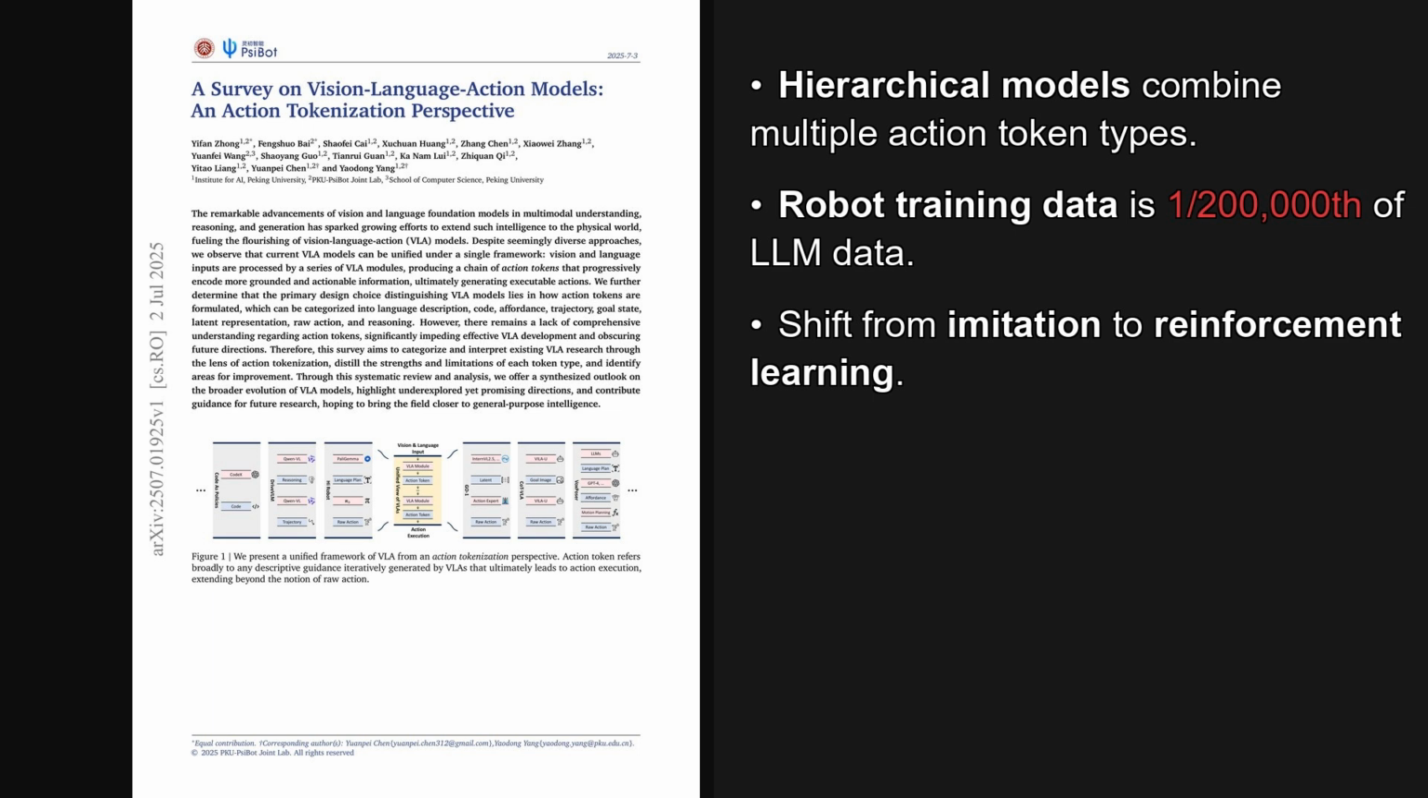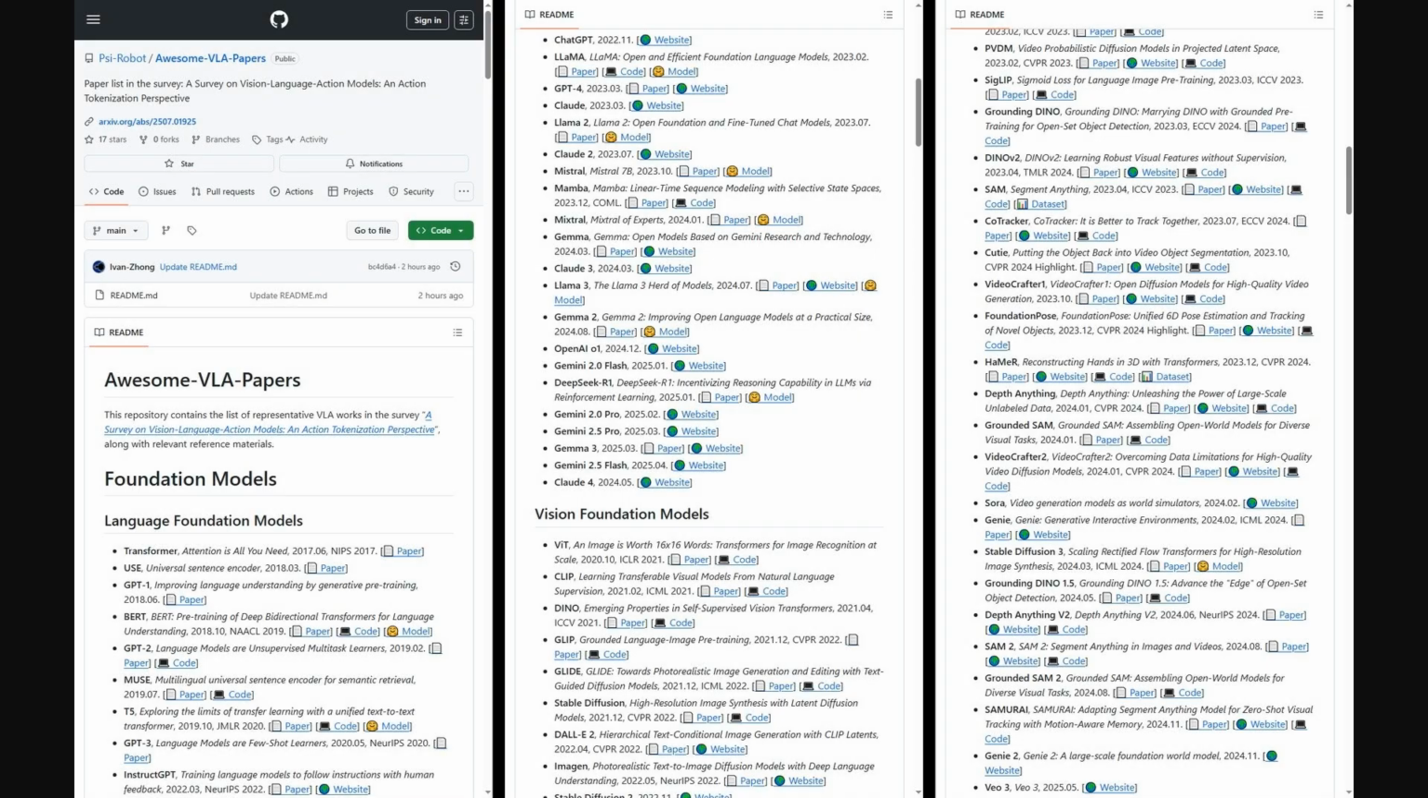The authors unify these diverse models by looking at how they generate action tokens to interact with their environment. Also, the authors shared a GitHub repository to go along with their survey. It's not a code implementation, but rather a fantastic, awesome list of all the papers they reference. You'll find it's neatly organized, with links to foundational models and all the different action tokenization methods discussed.